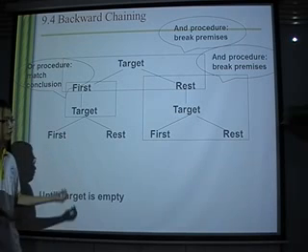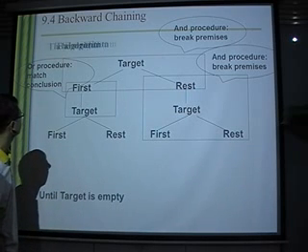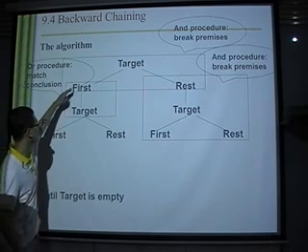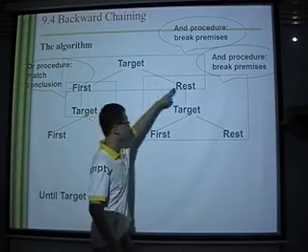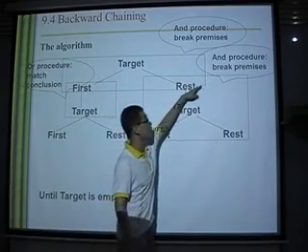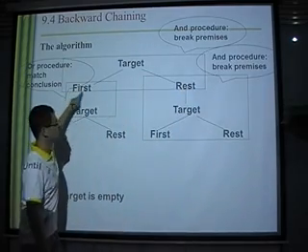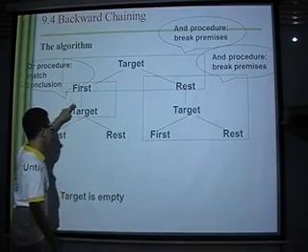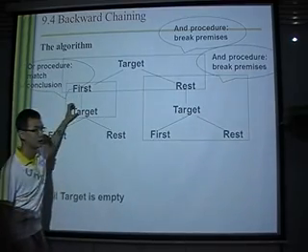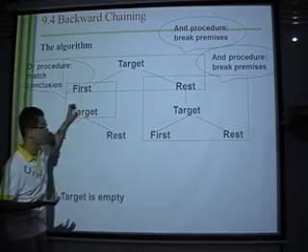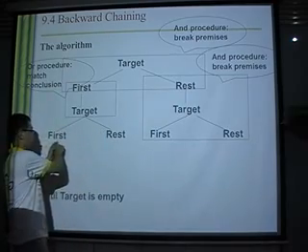This is the detailed code hierarchy. You can see here, first and target are not the same. The rest and target are the same because it is the parameter of the AND procedure. But this is the conclusion, and this is the premise. We use this to find the premise, and we call AND to separate this target into first and rest.